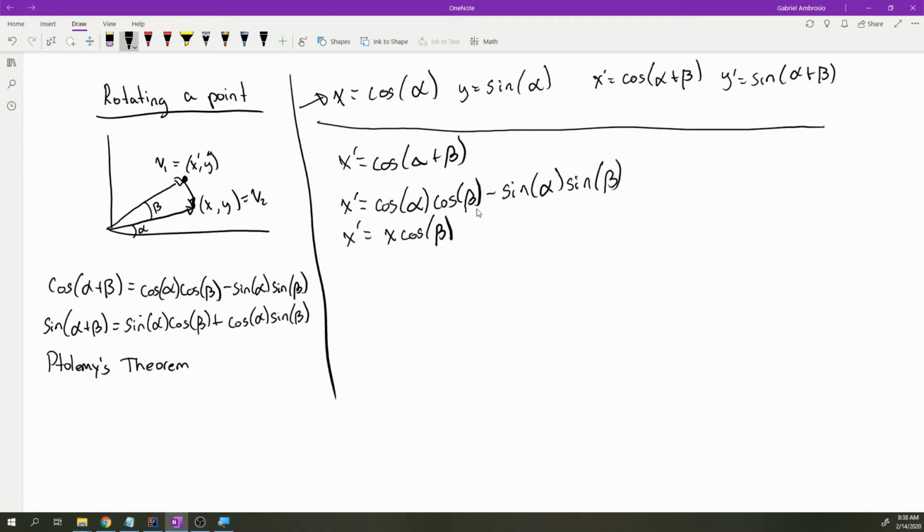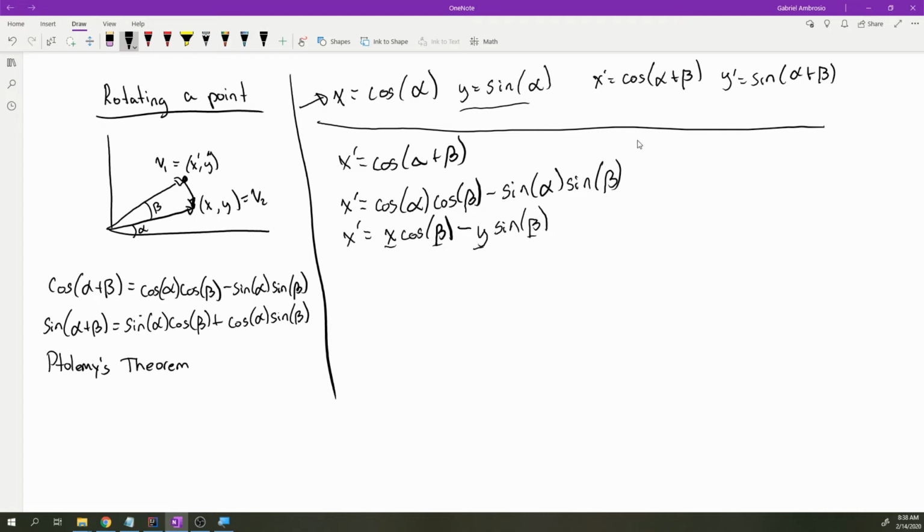And what do you know? Beta is the angle that we want to rotate by. Minus, and what's sine alpha? Well, hey, look at that. Sine alpha is right there. That's y. So we could say y times sine of beta. So we've just transformed it into all things that we know. We know what x is, we know what beta is, we know what y is, and we know what beta is. That's the angle we want to rotate, and x, y are the original point.